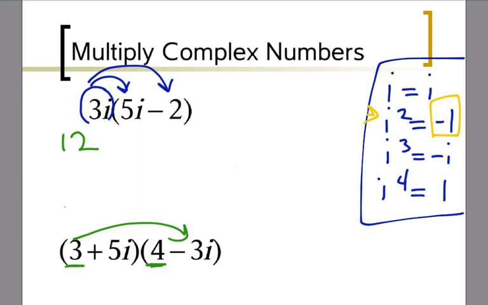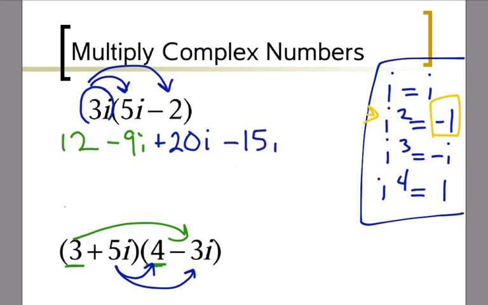That should give me negative 9i. And then I should multiply my inners. And that should give me positive 20i. And then I should get my last, which would be negative 3i times 5i, and that's going to give me negative 15i squared.